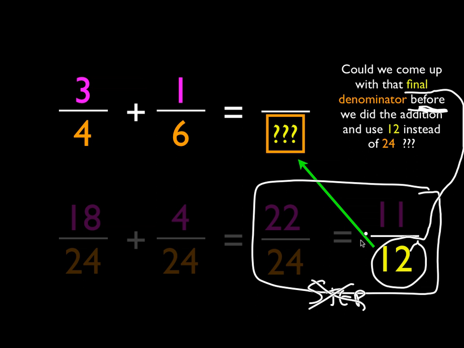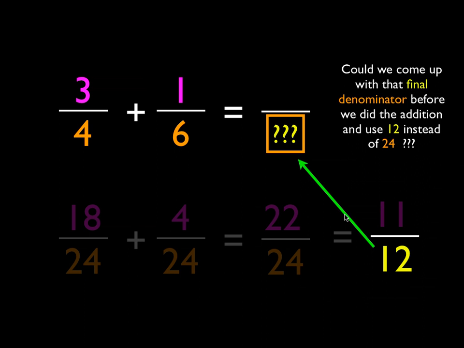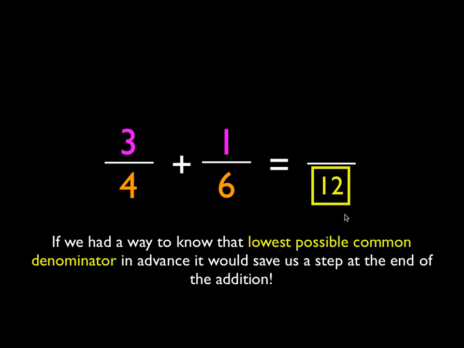Okay? So the question is, what is the least common denominator so we can skip this last final step over here? Okay? So if someone somehow gave us that least common denominator, if we knew in advance, we could save ourselves some time. Okay? It's the lowest possible common denominator.